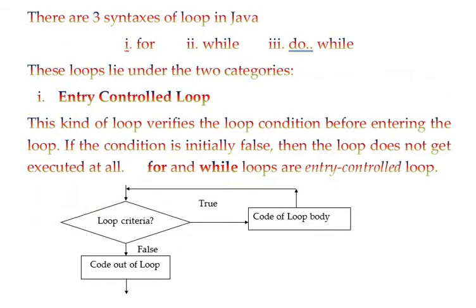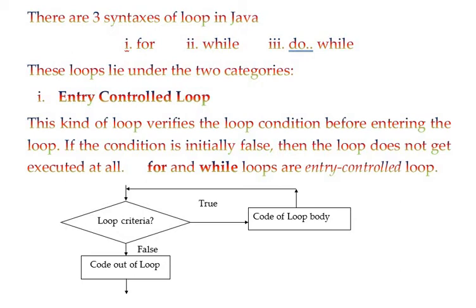There are three syntaxes of loop in Java. One is for, one is while, and one is do while. These loops lie under two categories. One is entry controlled loop.